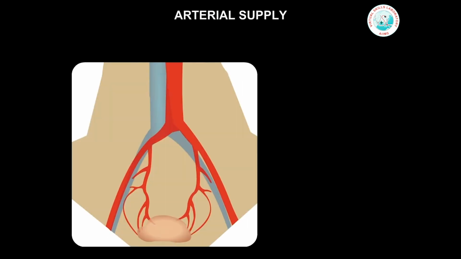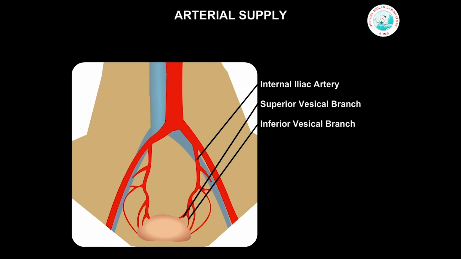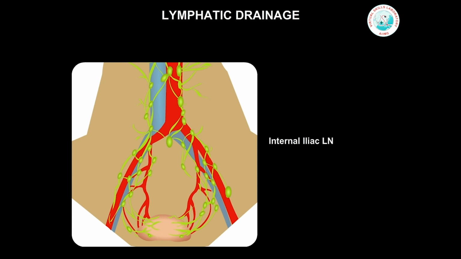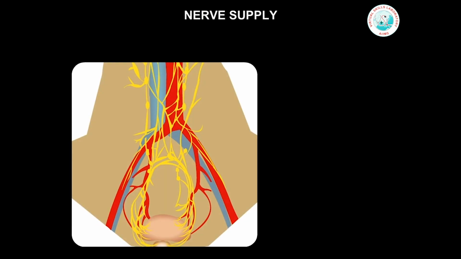The urinary bladder receives its blood supply mainly from the internal iliac artery and in part from the obturator artery and inferior gluteal artery. In females, it is via the uterine and vaginal arteries. The venous return closely follows the arterial supply and drains into the internal iliac veins. The lymphatic drainage from the bladder is mainly to the internal iliac lymph nodes along with obturator, external iliac and common iliac lymph nodes.